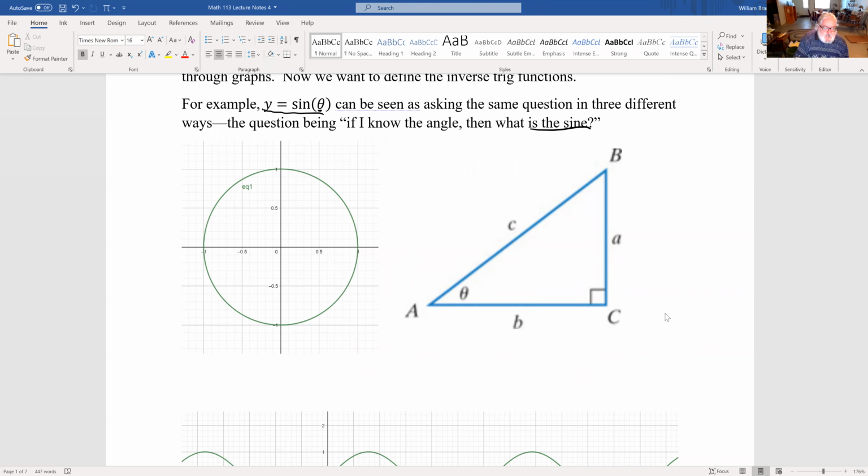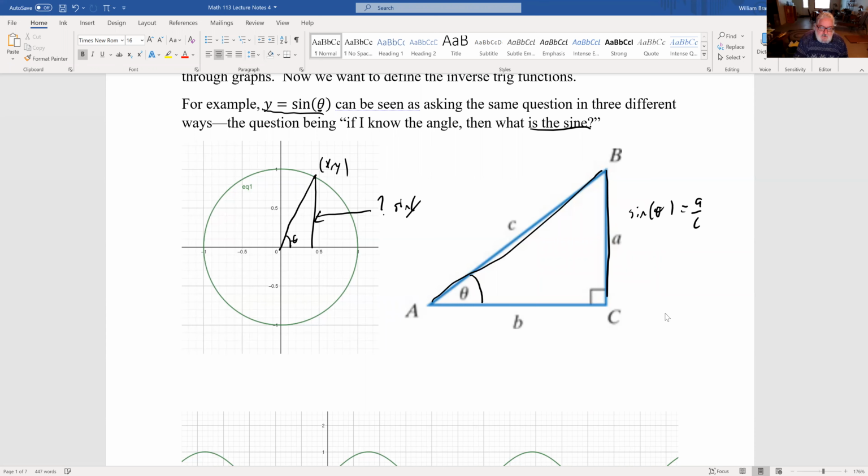One is you can say, well, I've got the unit circle. Here's my angle theta. Here's my point x comma y. And sine of theta means I'm looking for this height, if I know what theta is. Same thing here. If I know what theta is, then sine of theta is opposite, which is A, over hypotenuse C. And here sine theta is equal to y.